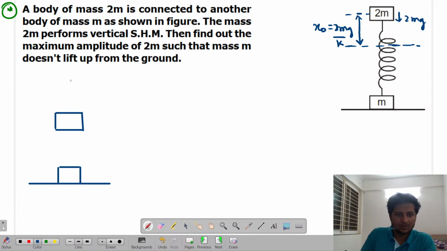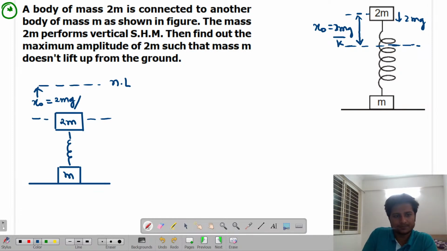Sorry. Okay, this was my natural length. This is the compressed case. From here to here, this length has become x naught, which is equal to 2mg by k. Okay? So this point will be called the mean point or equilibrium point. Is that clear? After that, what happens? Can you tell me?